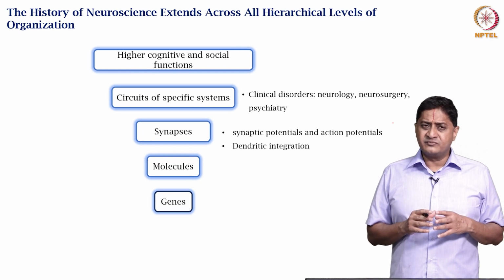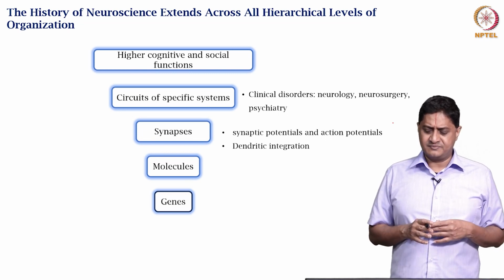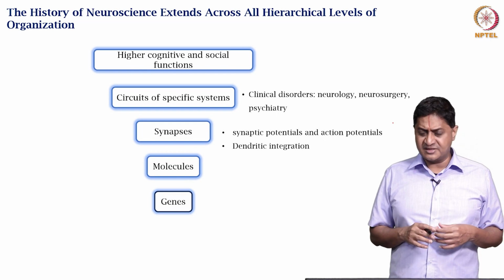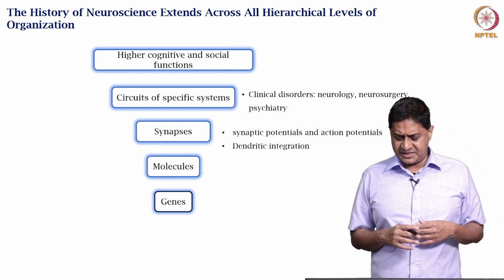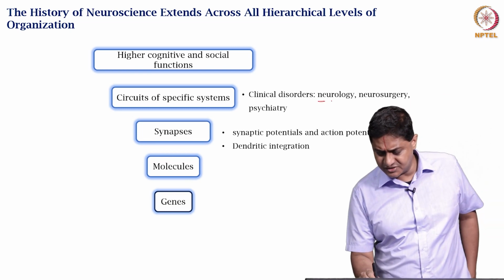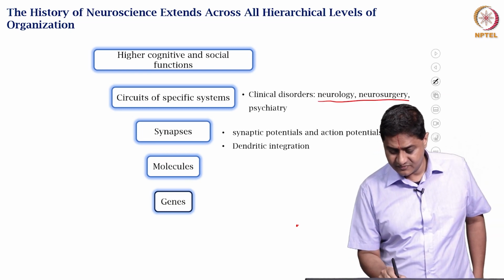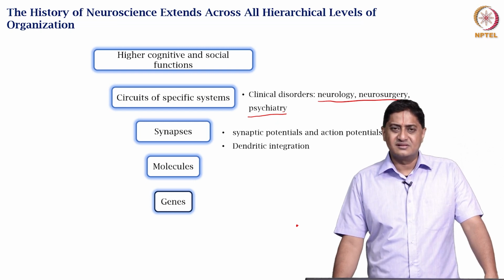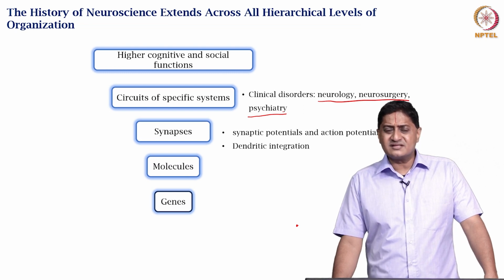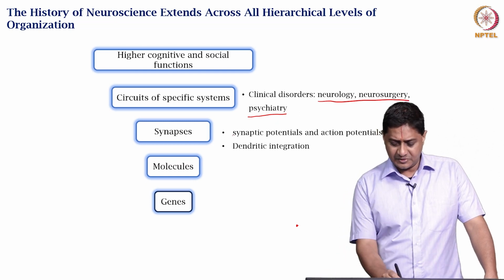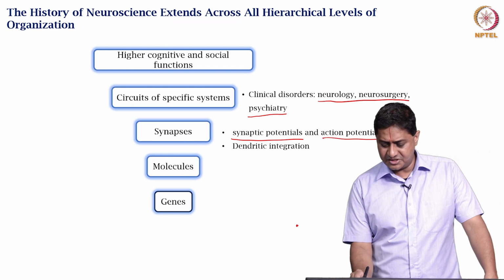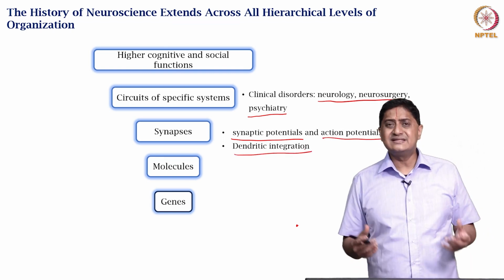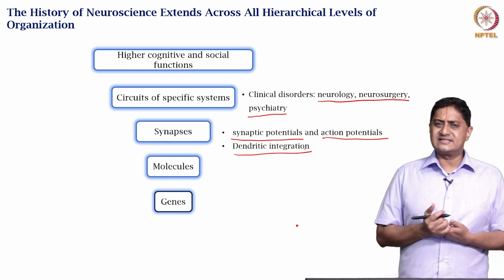Within a human, we have specific systems. This is of interest for us because we are interested in more clinical applications. For example, we are interested in neurology, neurosurgery, and psychiatry. So, we are interested in understanding circuits of specific systems. At a lower level of organization, within these circuits, we are interested in understanding synapses, synaptic potentials, action potentials, how information is integrated or synthesized.